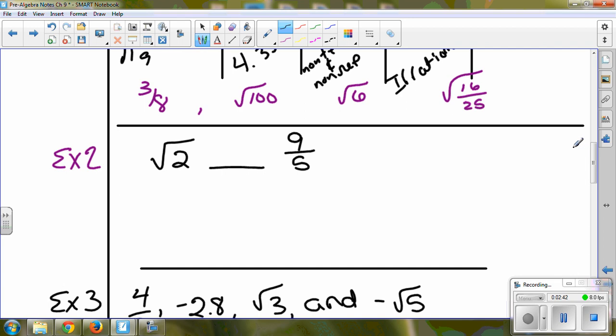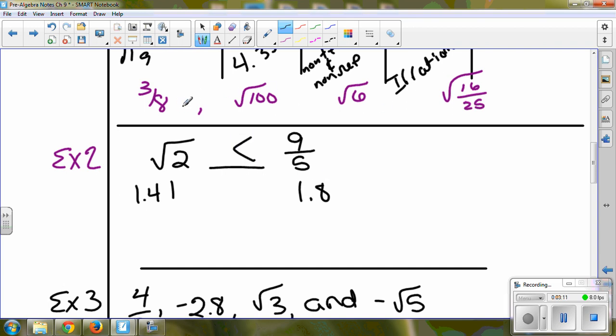Example 2, we want to use greater than, less than, or equal to. So which one is bigger, square root of 2 or 9/5? A good way to look at this would be to find the decimal of each one. Square root of 2 is 1.41. 9/5 is 1.8. So 9/5 is bigger.